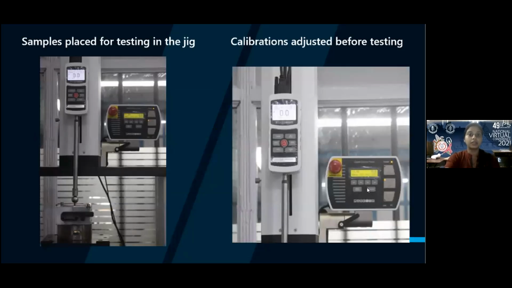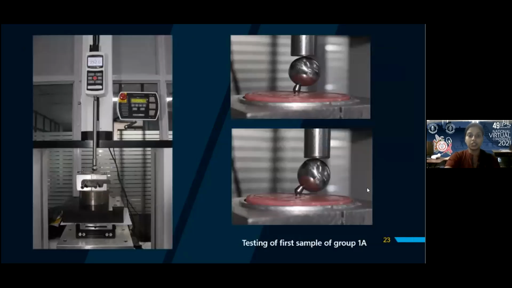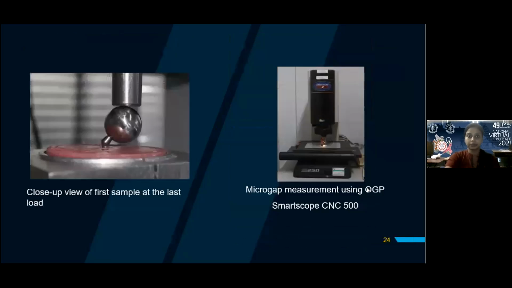The raw data was recorded as a force versus displacement curve, and the first turning point was taken as the maximum deformation, and the flat curve was taken as a failure. And in the 2nd part, the microgap was measured using OGP Smart Scope CNC 500. So this is a loading procedure, and it was a testing of the first group, and simultaneously all the other groups and all the other samples were tested.